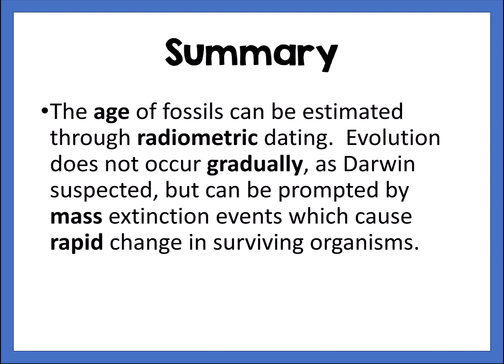In summary, the age of fossils can be estimated through radiometric dating. Evolution does not occur gradually, as Darwin suspected, but it can be prompted by mass extinction events, which cause rapid change in surviving organisms. So these mass extinction events would drastically change the environment, and then that would be followed by a rapid change in the organisms that survived, because they are now dealing with a brand new environment.